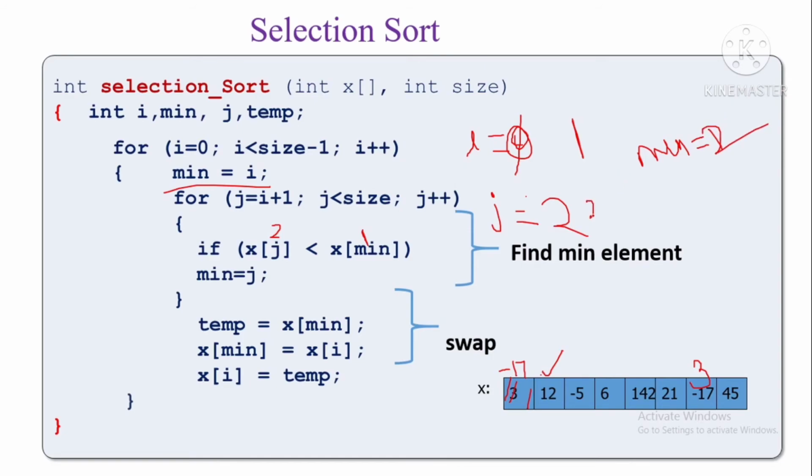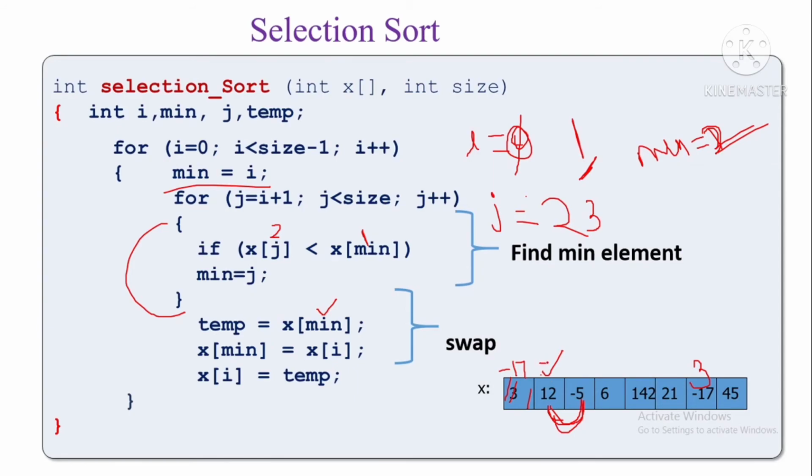Now I will increment the value of j. It will become 3, 4, 5, 6 and 7. No value is minimal than this. So at the end of this inner loop, my min variable is going to have the value 2. Then this second position value, that is minus 5, is swapped with x of I. X of I is 1. So these two values are swapped.